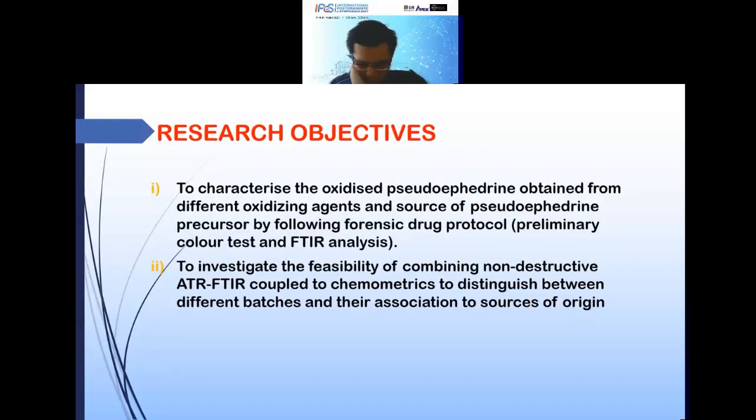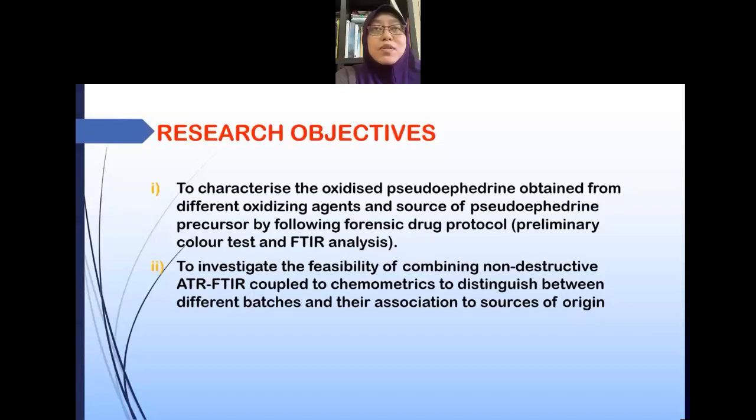This research work has two objectives. The first one is to characterize the oxidized pseudoephedrine obtained from different oxidizing agents and sources of pseudoephedrine precursor by following forensic drug protocol, which are preliminary color test and FTIR analysis. The second objective is to investigate the feasibility of combining non-destructive ATR-FTIR coupled to chemometrics to distinguish between different batches and their association to the source of origin.